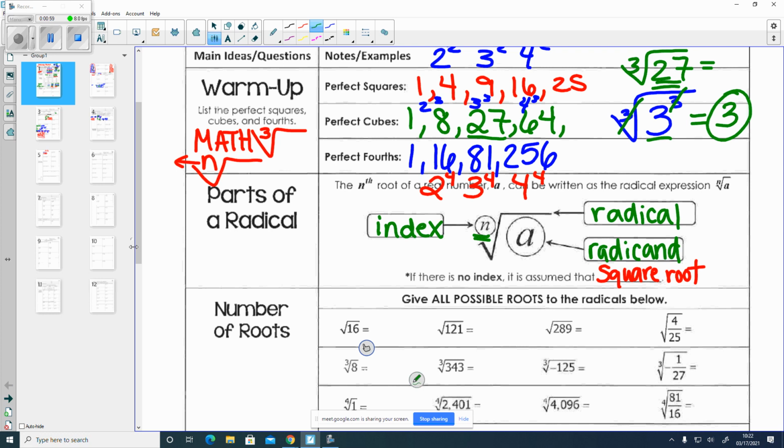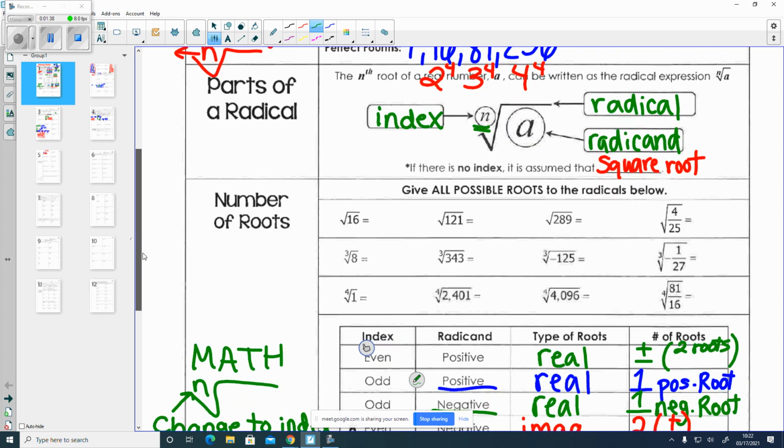If there's no index, like if it's blank, we assume that it's a square root. Because that's the one that's used the most, we just leave it blank. So these are the pieces of the radical. First we want to practice how we just take a square root or a cube root or a fourth root. Some of the easy perfect ones are down here.